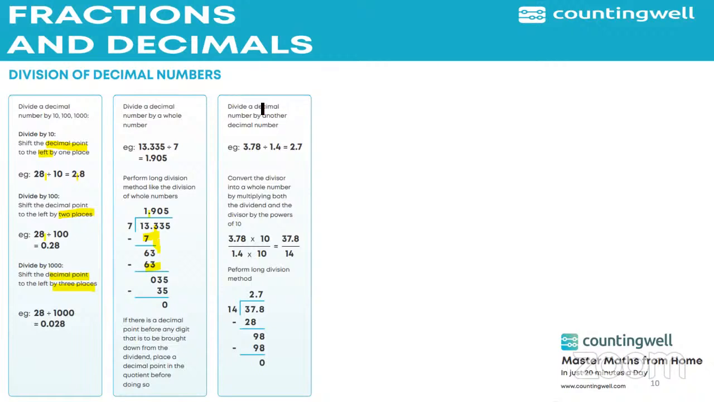Now to divide a decimal number by another decimal number, what we are going to do is multiply both dividend and divisor by powers of 10 and then we perform the long division method so that at least the divisor is free from the decimal point.